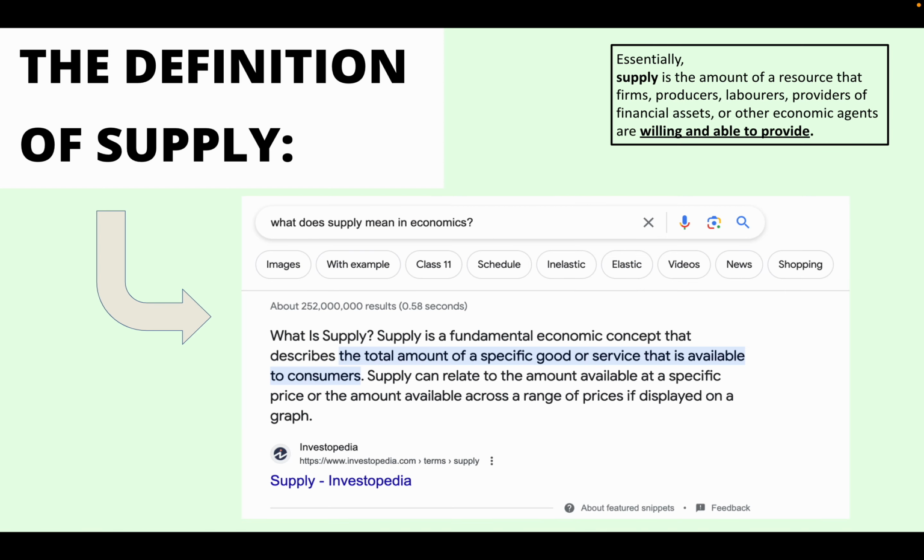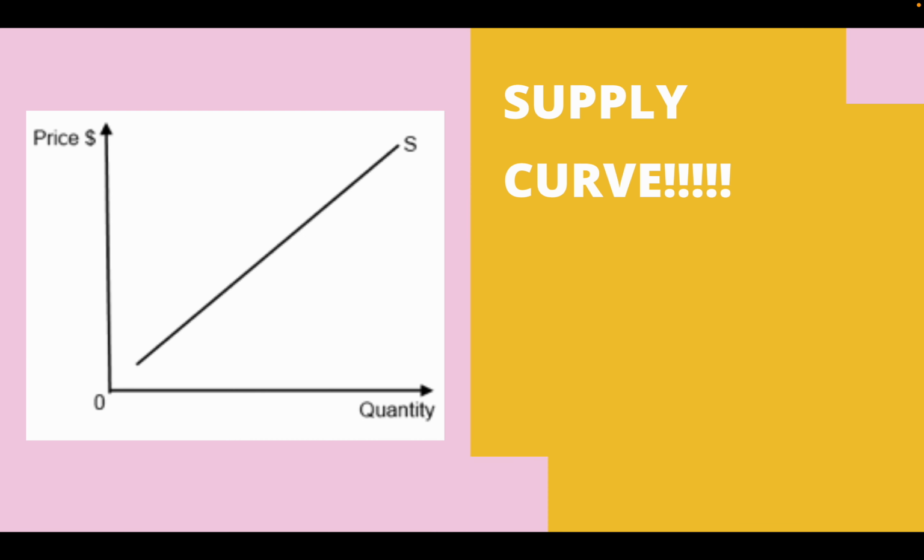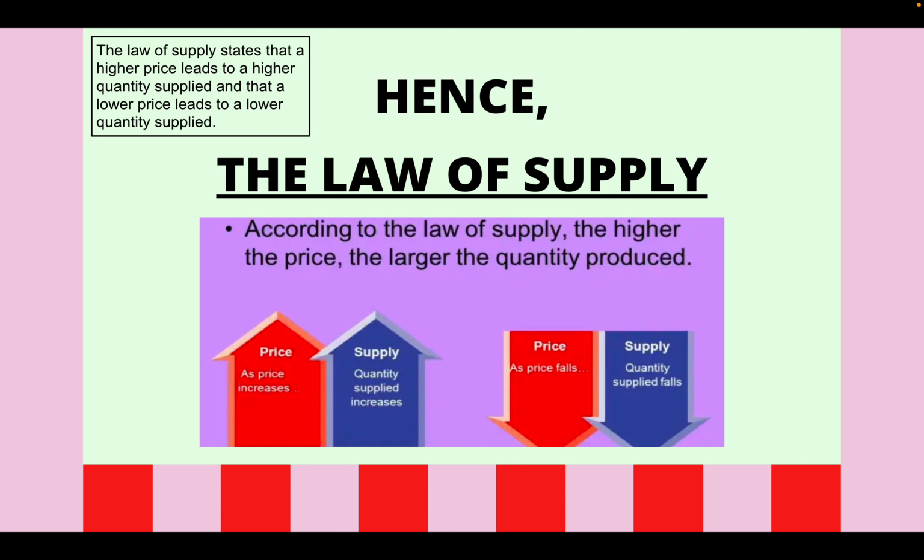Okay, so moving on to supply. Supply is the amount of resources that firms, producers, laborers, providers of financial assets, or other economic agents are willing, again, that word, and able to provide goods and services. And it goes up. So hence the law of supply: as price increases, quantity supplied increases. As price falls, quantity supplied falls, right?